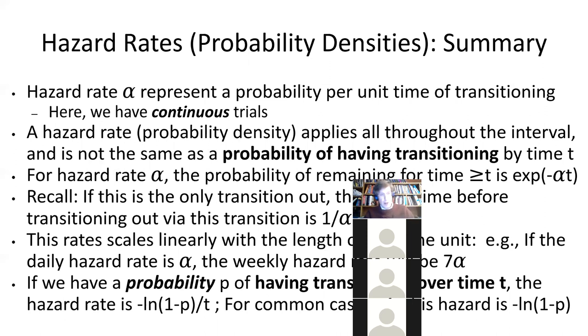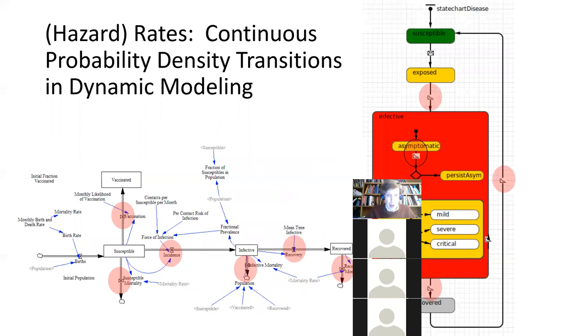Just to summarize, and I know this has been maybe tough for some of you, but here's the deal. Time is continuous here. And for almost all of our agent-based modeling, time will be continuous as well. We'll have a continuous model of time. Things can happen at any time. In system dynamics, we model things as happening at any time.